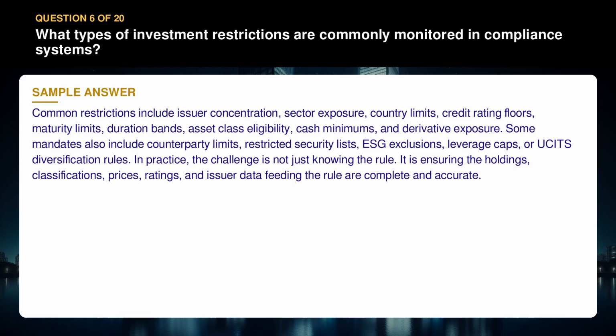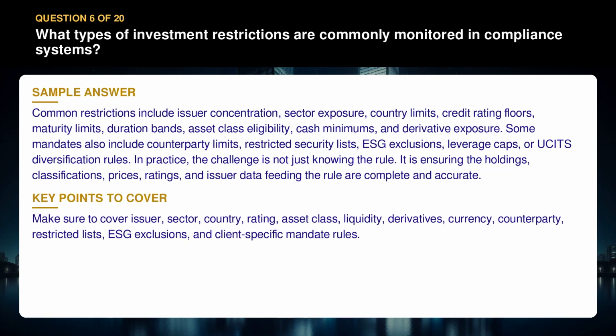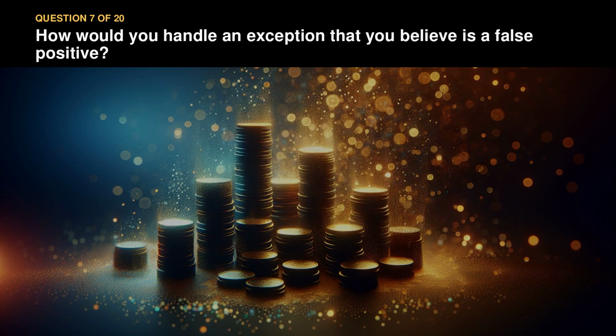In practice, the challenge is not just knowing the rule. It is ensuring the holdings, classifications, prices, ratings, and issuer data feeding the rule are complete and accurate. Make sure to cover issuer, sector, country, rating, asset class, liquidity, derivatives, currency, counterparty, restricted lists, ESG exclusions, and client-specific mandate rules. Question 7. How would you handle an exception that you believe is a false positive?